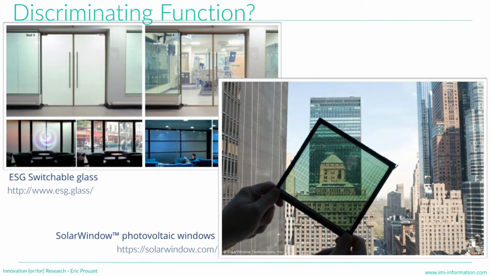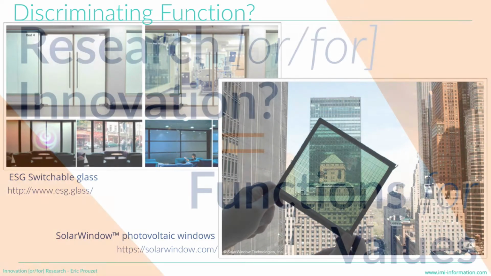What about the photovoltaic windows? There are some projects like Solar Window where they claim that they can actually cover the buildings with windows that will be made of photovoltaic panels but still transparent. We see that this new claim regarding the discriminating function will be difficult to compete against the current competition.